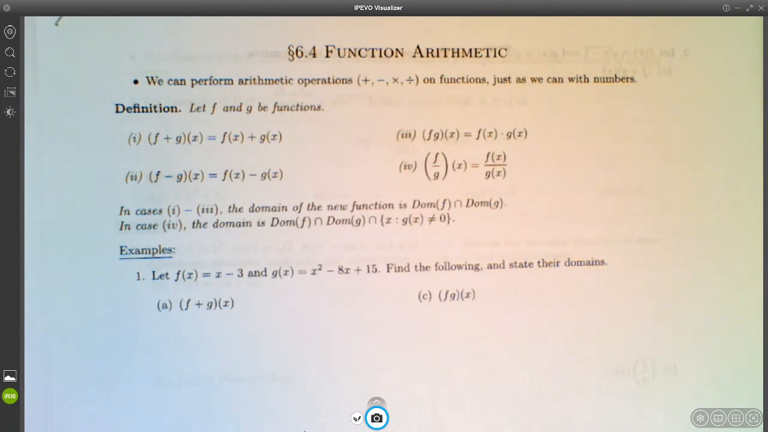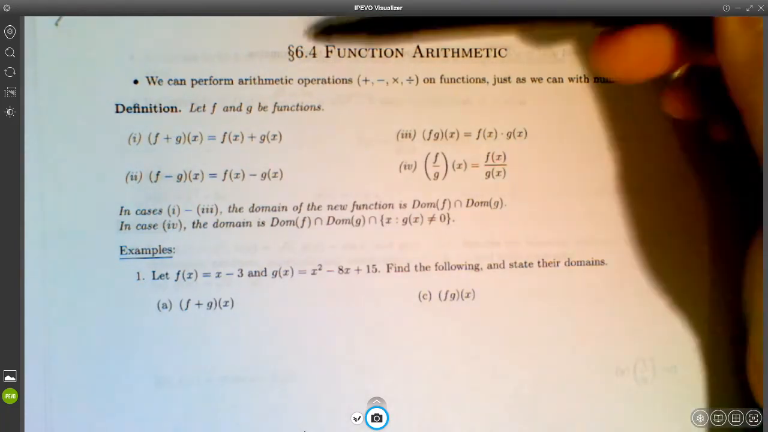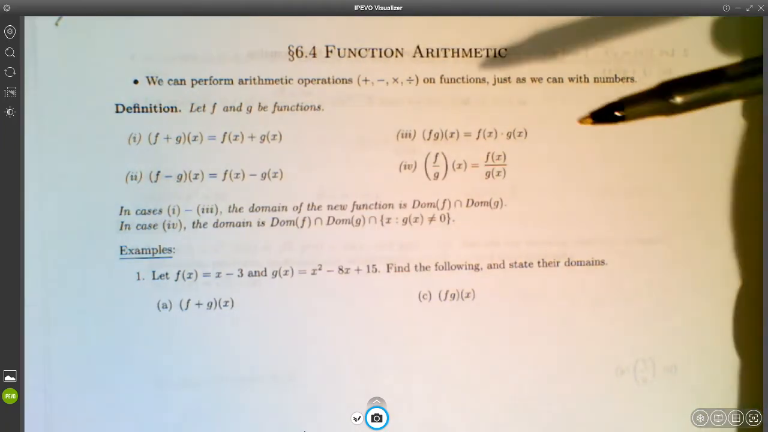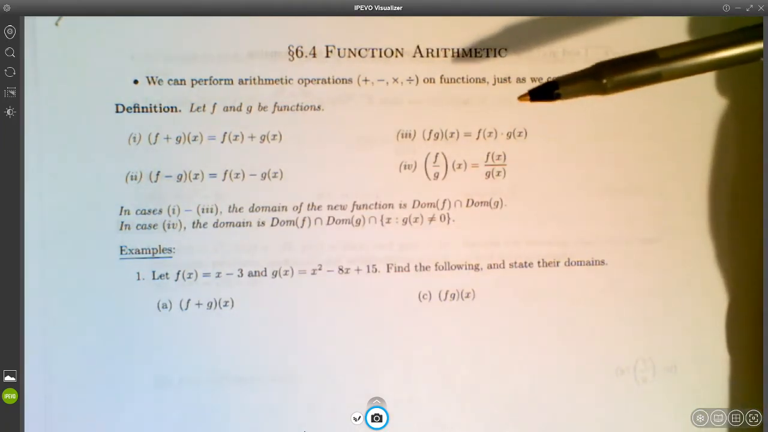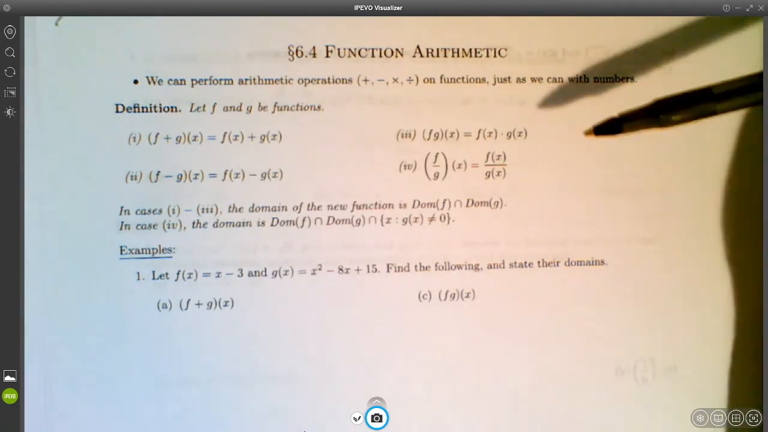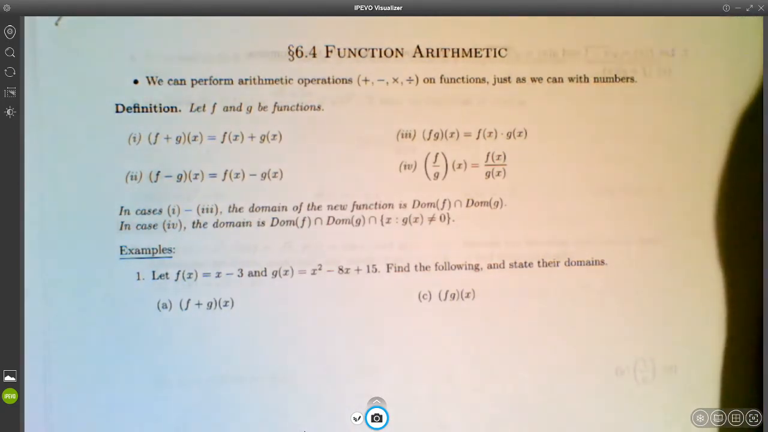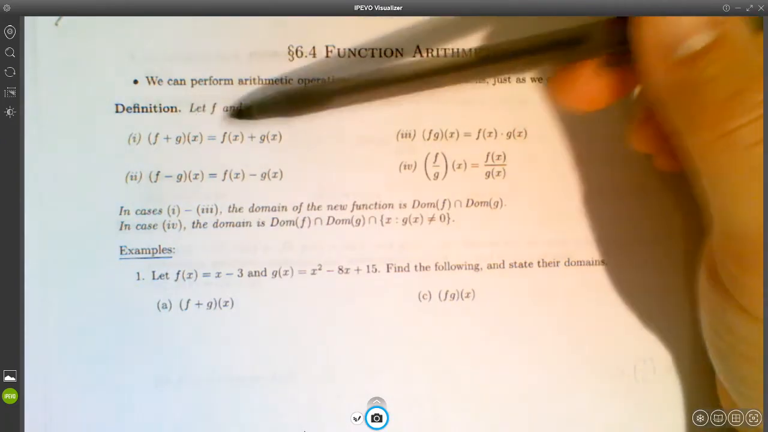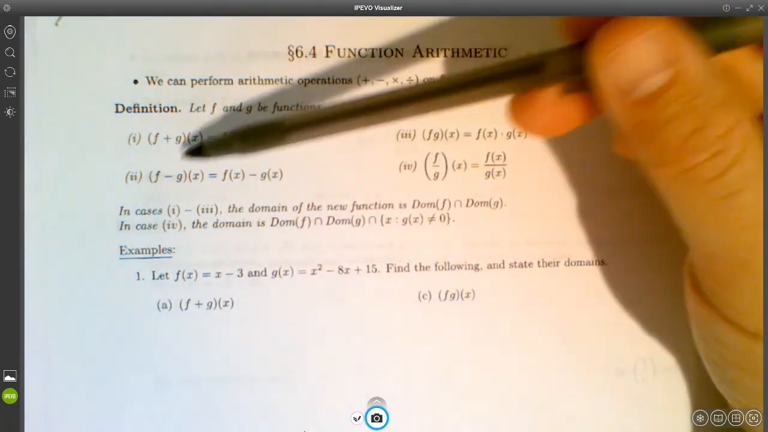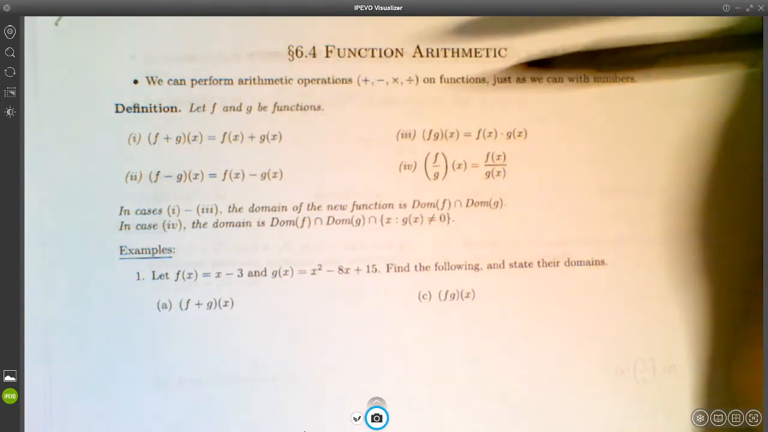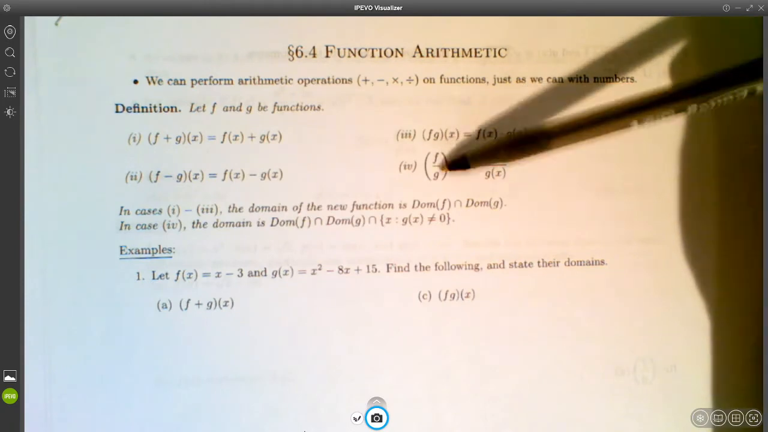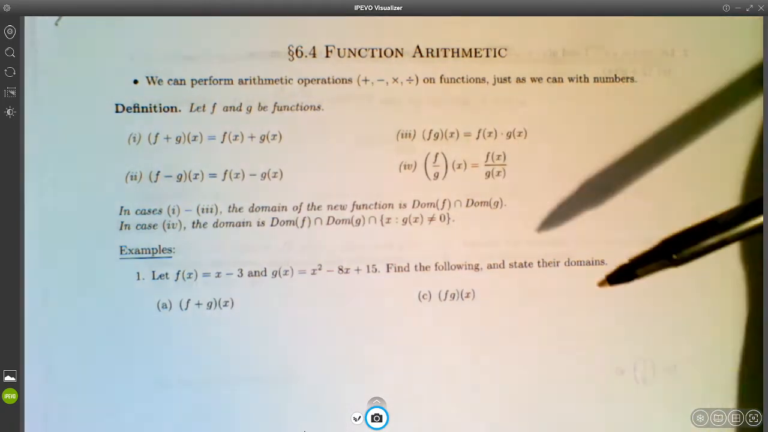Another way that we can do that is doing some basic function arithmetic. So we can perform arithmetic operations like plus, minus, multiply, divide on functions just as we can with numbers, okay? And the definitions are pretty straightforward. f plus g of x is just f of x plus g of x. f minus g of x is just f of x minus g of x. f times g of x is just f of x times g of x. And f divided by g of x is f of x divided by g of x.